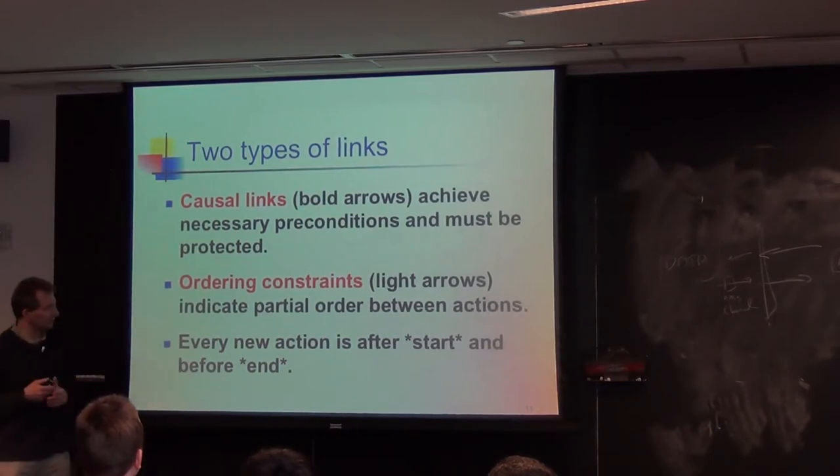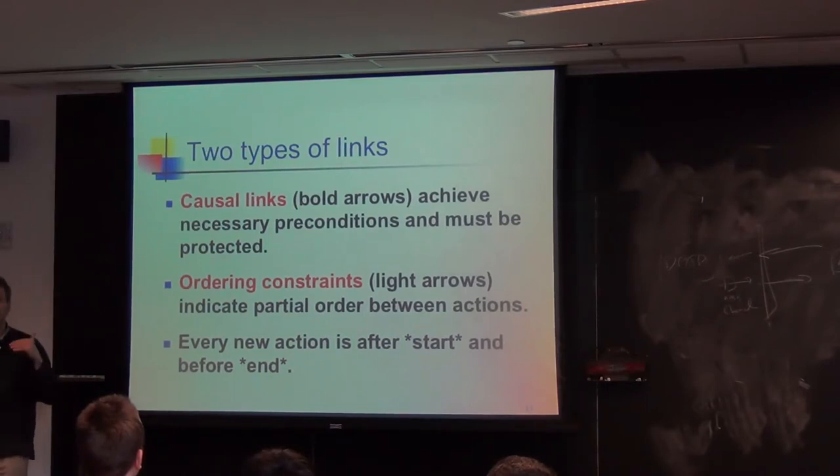Ordering constraints, which are light arrows, indicate that if there is a problem in the order they have to be done, and they have to be done in a particular order so that one doesn't undo the other, then you put in these to move the action, saying this action has to occur before that action. All right, and we'll show you an example.